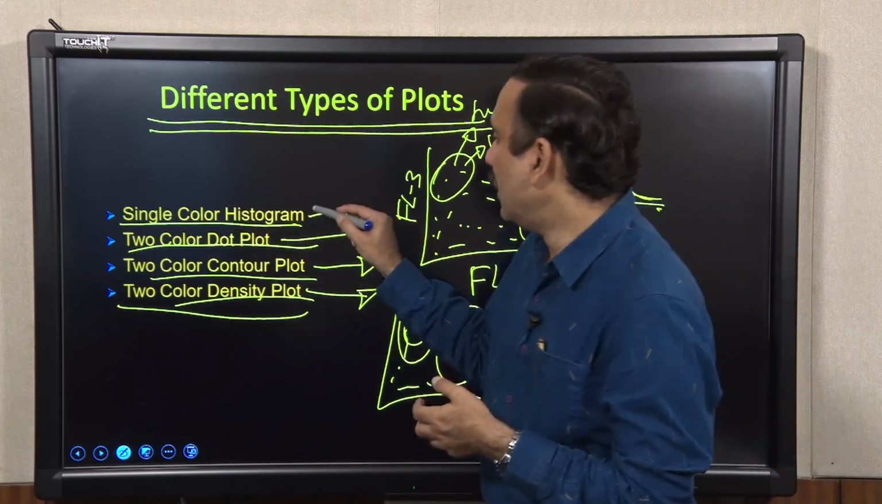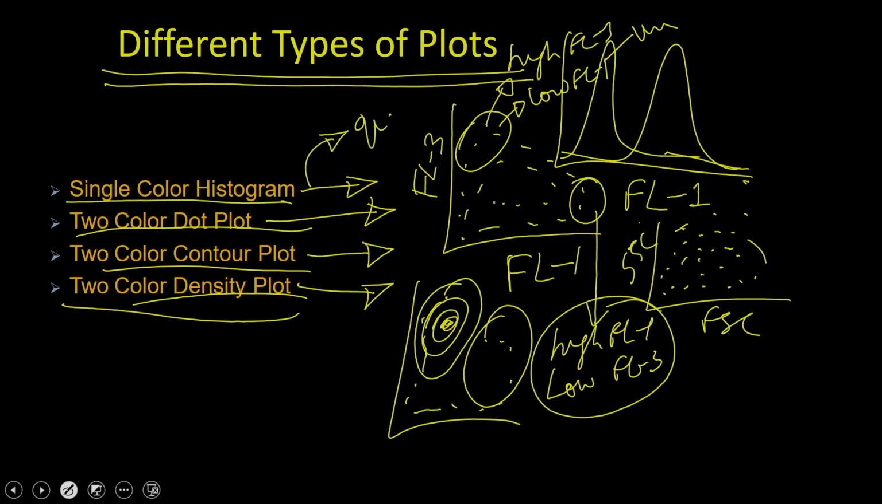The histogram plot always gives you quantitative information, telling you what the level of this particular signal is, which means if you are putting FL1 on this axis, you get the fluorescence level.